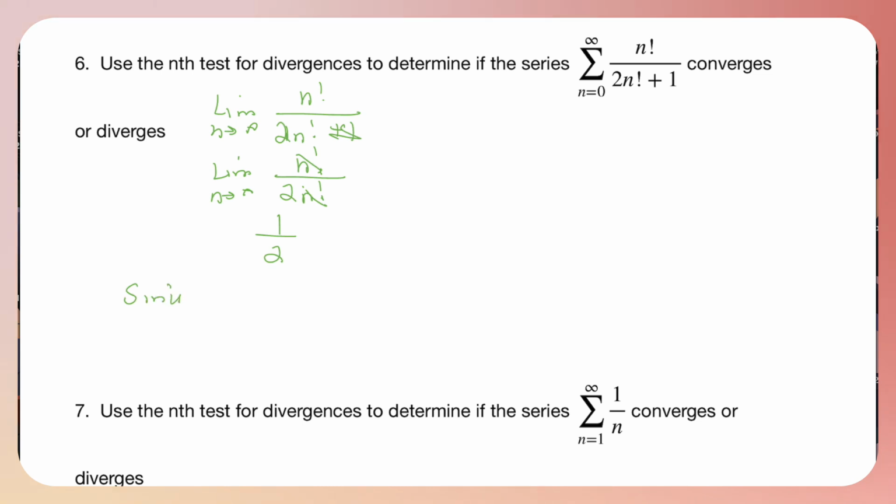And so my conclusion is that this series diverges by the nth term test. Since the limit as n goes to infinity of a sub n is not equal to 0, I can conclude that the series diverges by the nth term test.